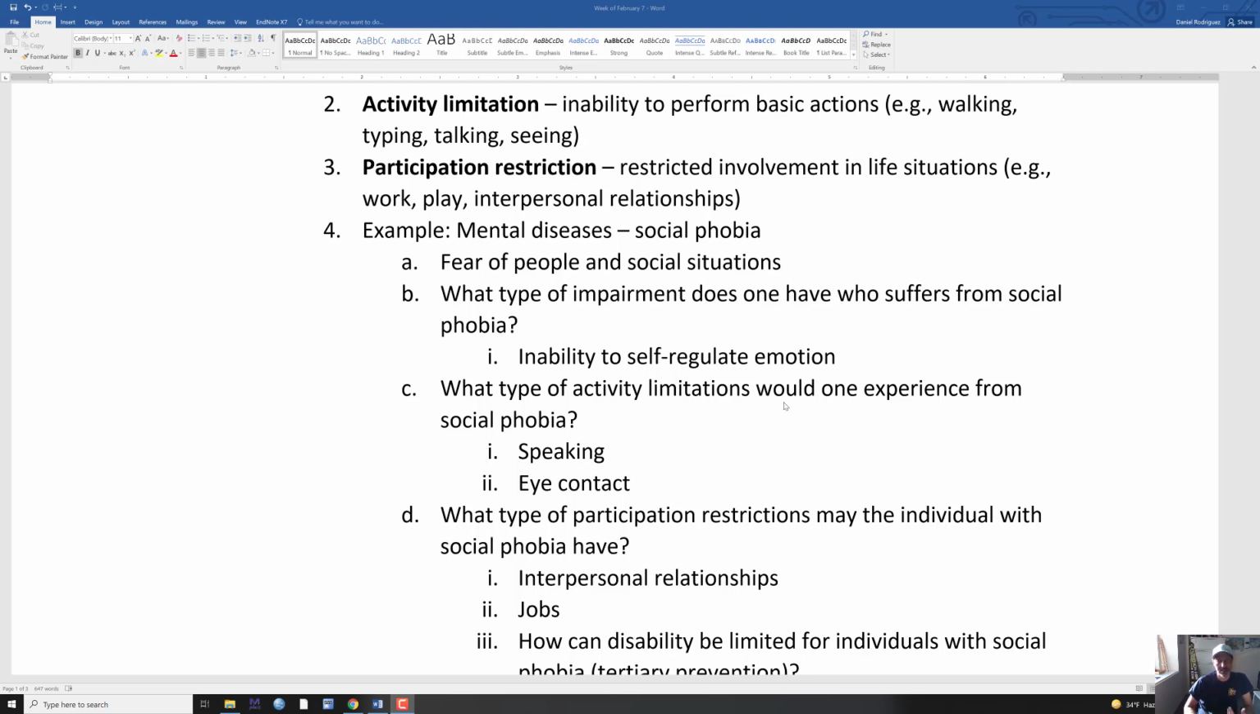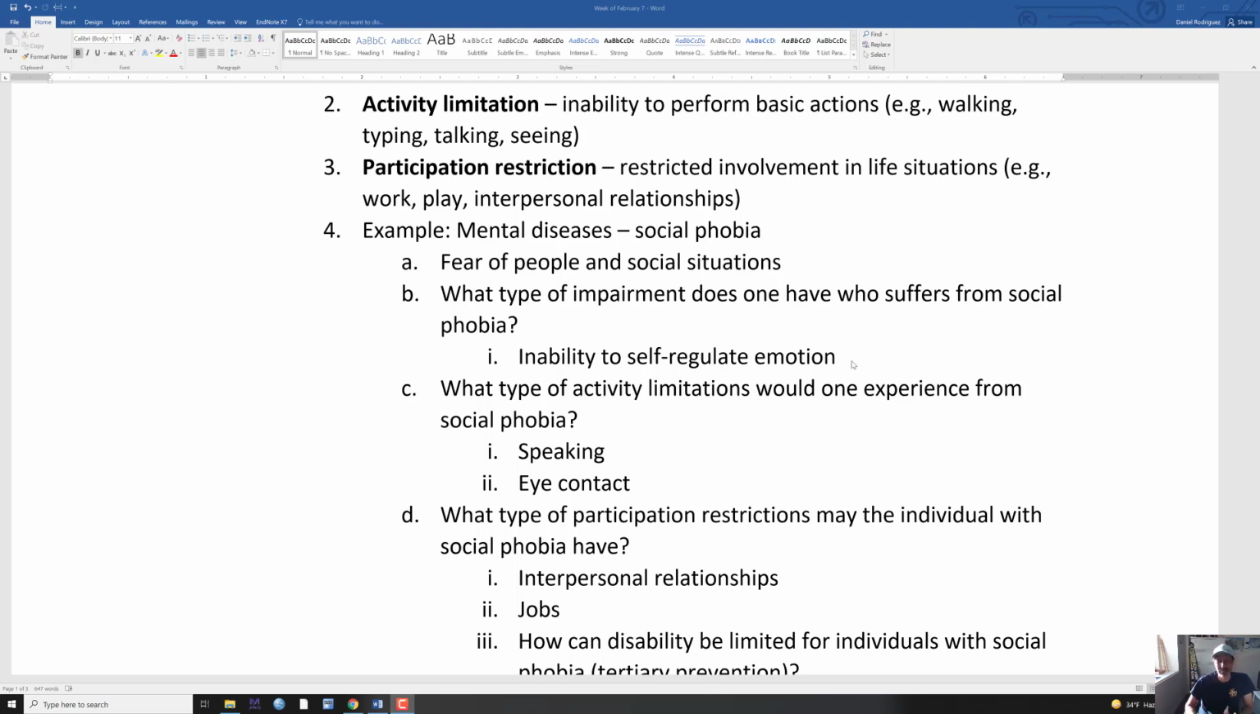So we all have anxieties, we all have phobias, but people who have social phobia have a fear of people in social situations. It's not just a minor fear, because everybody has some fear when one goes into a new situation, but this is an intense, extreme fear of social situations, debilitating. So let's look at this in terms of impairments, activity limitations, and participation restrictions. What type of impairment does one have who suffers from social phobia?